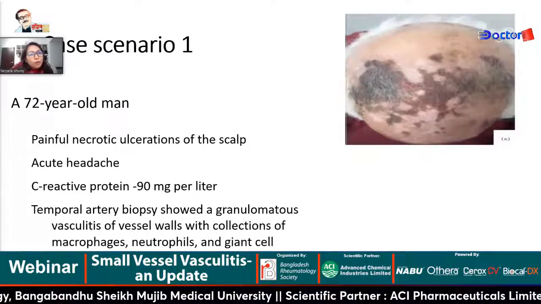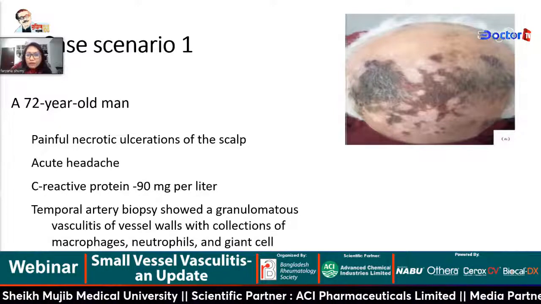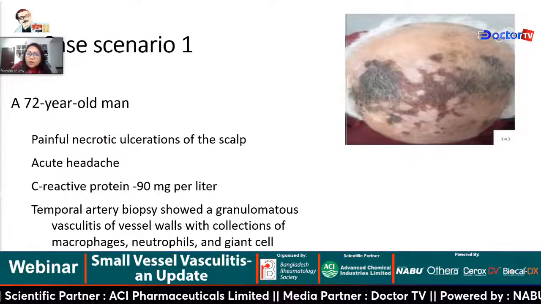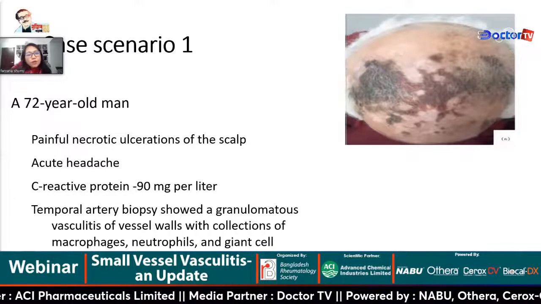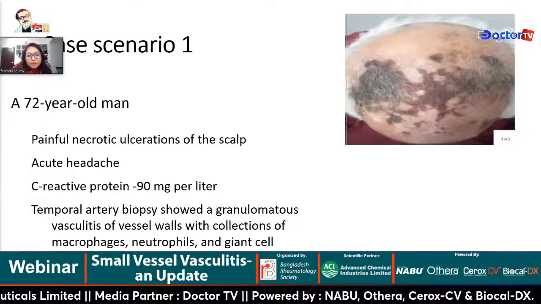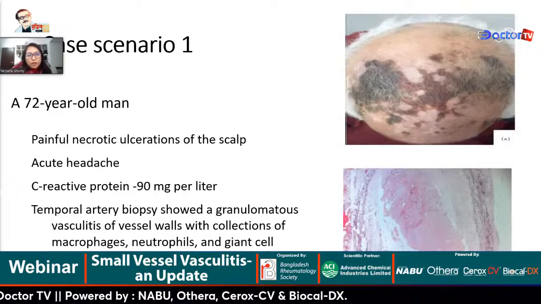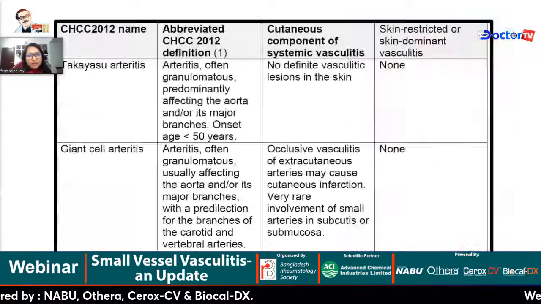This 72-year-old man developed painful necrotic ulceration of the scalp as well as acute headache, and CRP was high. The biopsy showed a granulomatous vasculitis of the vessel wall with collections of macrophages, neutrophils, and giant cells. So you already know that this is giant cell arteritis.